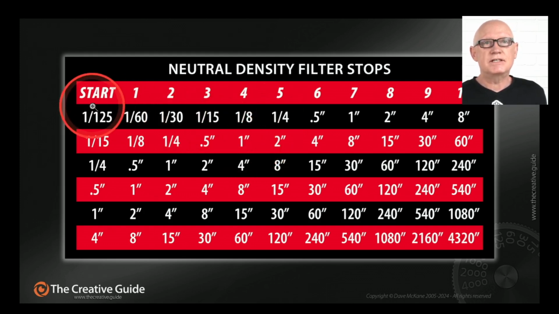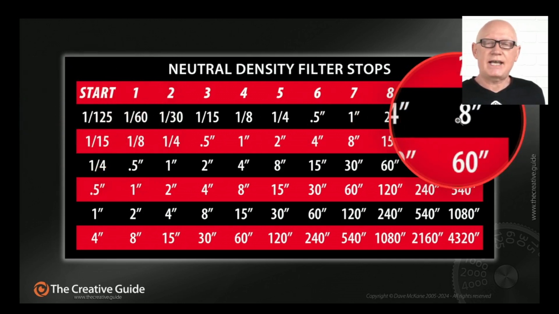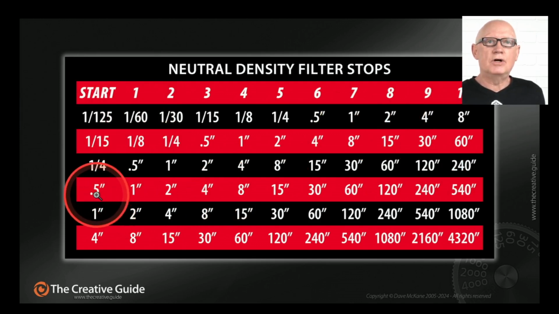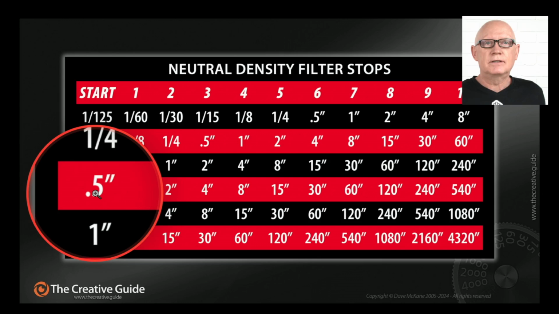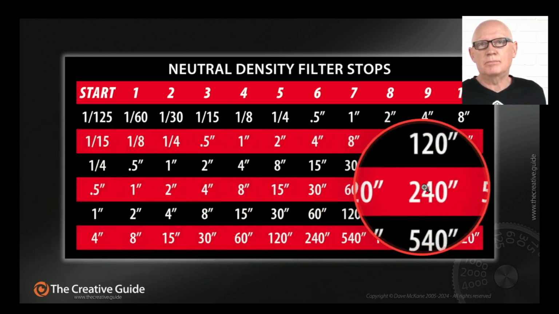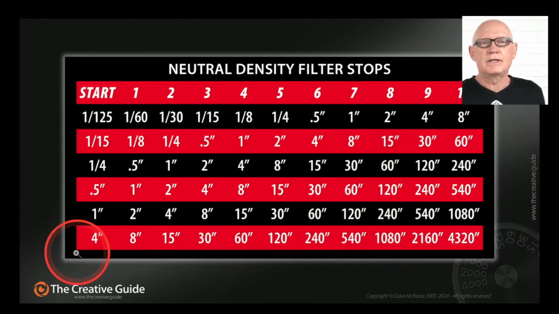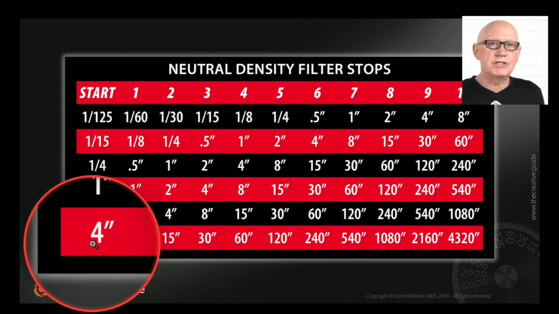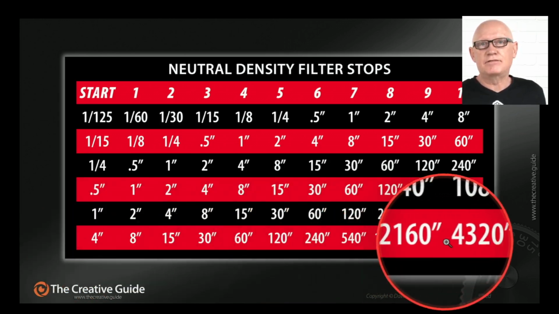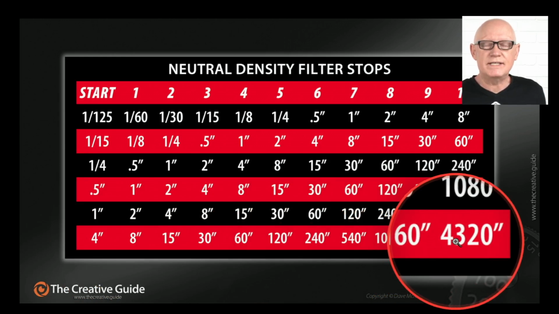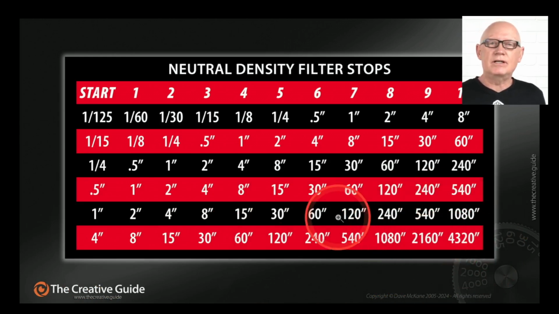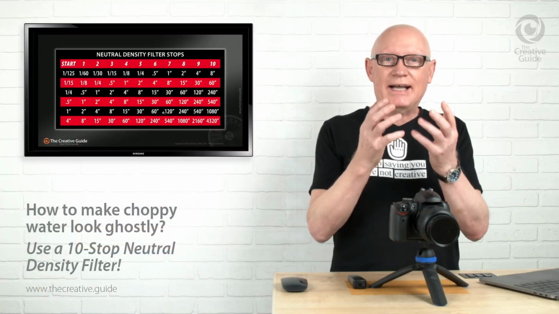So here's a neutral density filter. Here's our start point, 1 stop all the way up to 10 stops. So if we start at 1/125th of a second, going 10 stops gets us 8 seconds. Now, if we're already in the region of 0.5 of a second, half a second, we can go all the way up to 540 seconds. Now, if we're able to get dull conditions and it's 4 seconds, then that's 4,320 seconds. So that's a really, really long time to be able to keep the camera open.